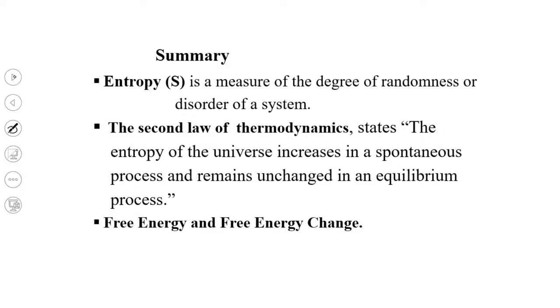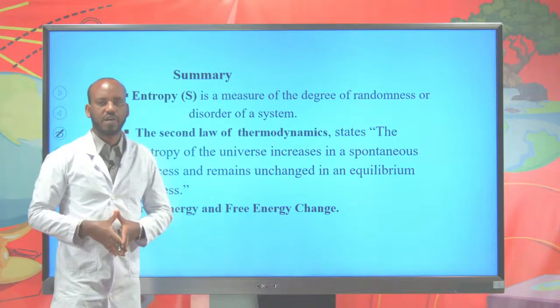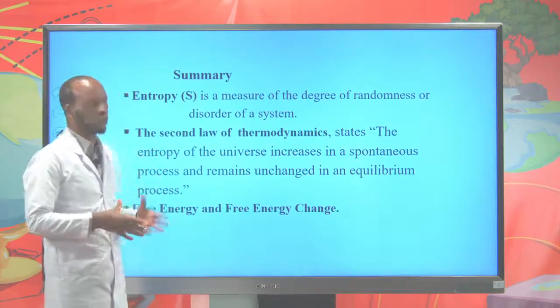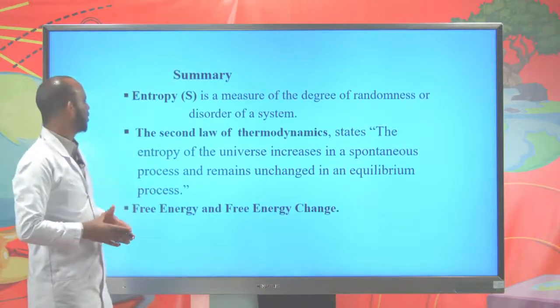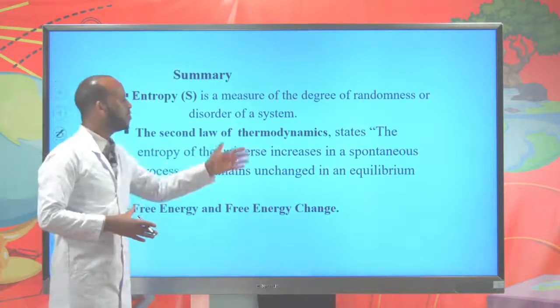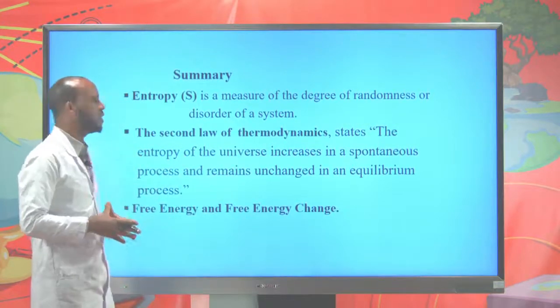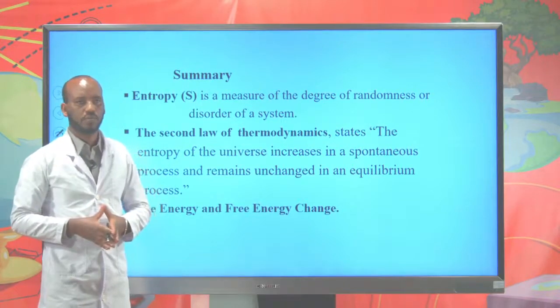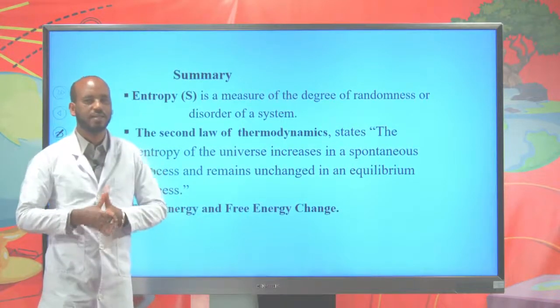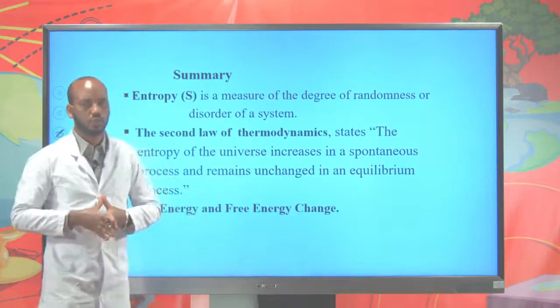Good. Students, in today's lesson, we discussed entropy. Entropy is the measure of the degree of randomness or disorder of a system. The second law of thermodynamics states that the entropy of the universe increases in a spontaneous process and remains unchanged in an equilibrium process. If the total entropy change is greater than 0, then the process is spontaneous.